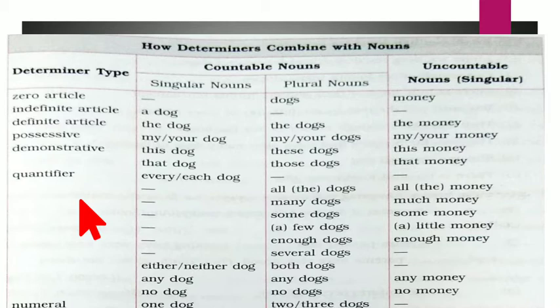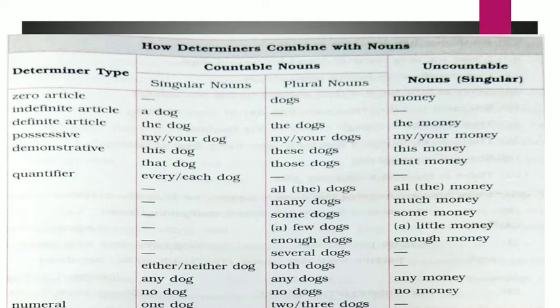From your basic level we have understood the singular form of nouns and the plural form. Dog, dogs. Now the definite article: the dog, the dogs, plural form. My dog, or your dog, in plural also it will remain the same. Then coming to this dog and these dogs. This dog and these dogs. This becomes, in plural form, these. That dog, plural form becomes those.